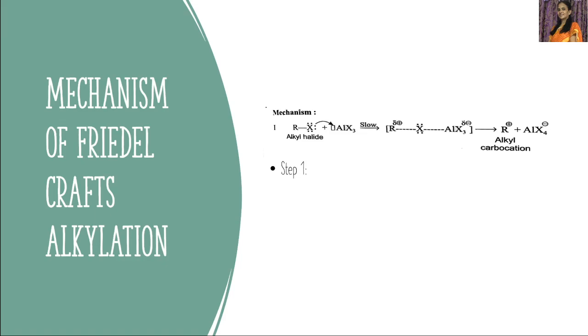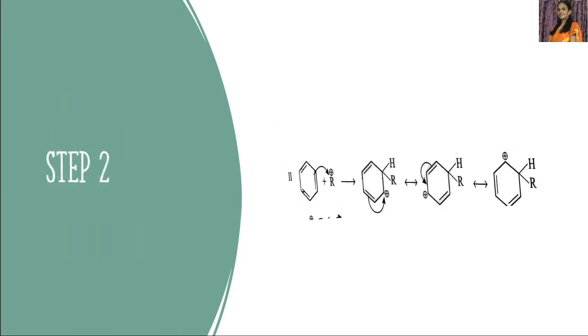AlX4 minus is formed, and the required electrophile, that is R plus, that is alkyl carbocation or alkyl carbonium ion, is generated. So this is the electrophile we require in the Friedel-Crafts alkylation reaction. Now this is step 1, where alkyl carbocation or alkyl carbonium ion is generated as an electrophile. Now let's see the second step.